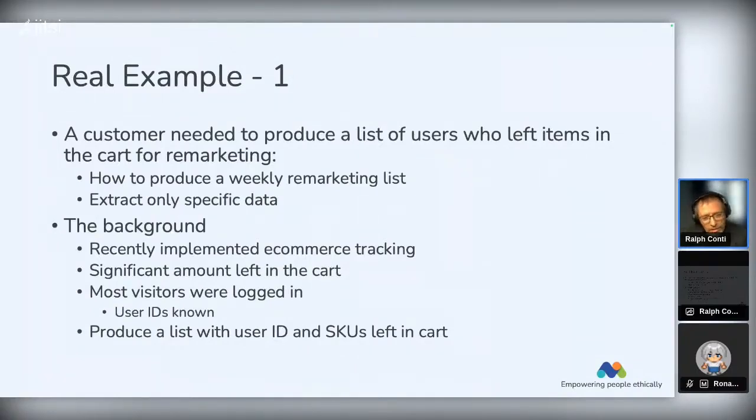Their customers left something that is obviously worth a lot. In that case, it was millions of dollars. So if they could extract, let's say, 10% of that, they would get a quarter of a million or something like that. So it was very important for them. Most visitors on that specific website had a known user ID, so they were able to track back who left items in the cart, and we managed to get the user list with the SKUs left in the cart, and that information was sent to the digital marketing team.